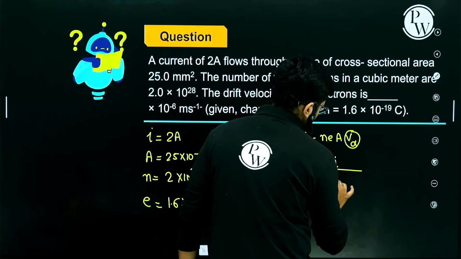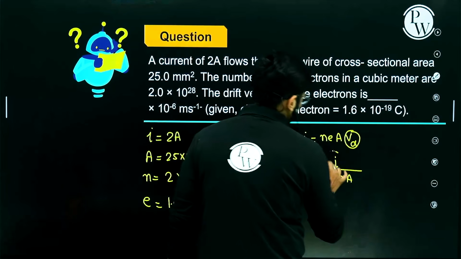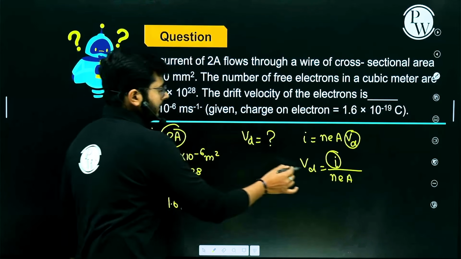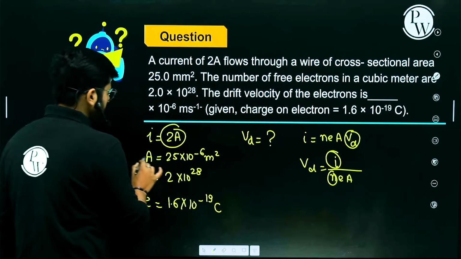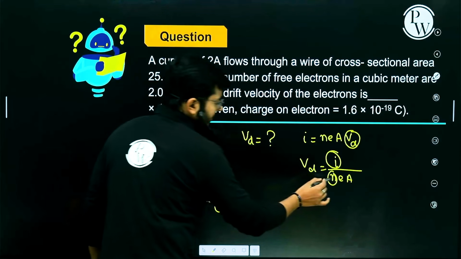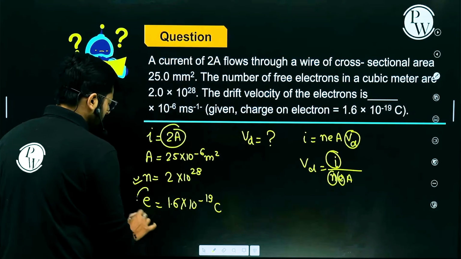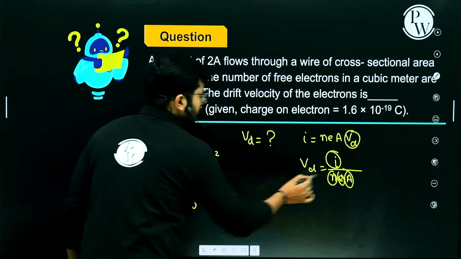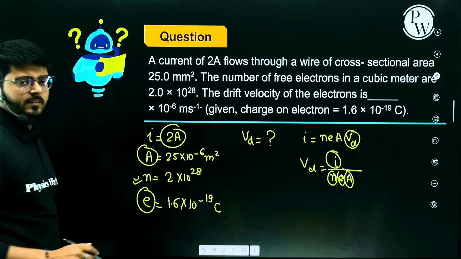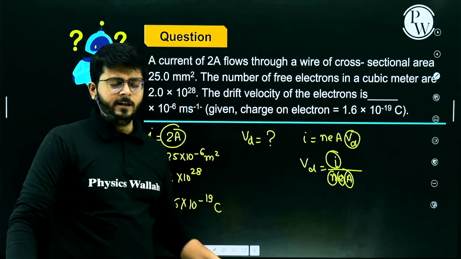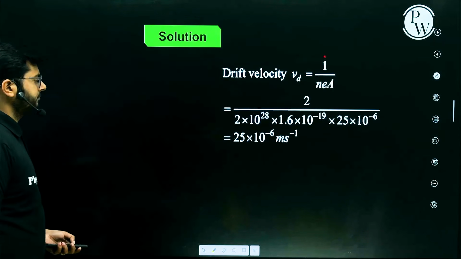It is going to be I upon NEA. I is given as 2 ampere. The number of charged particles per unit volume is given. The charge on a single electron is also given, and the cross-sectional area is also given. So everything is given. Just put the values and you'll get the answer for Vd. This is for you to do.